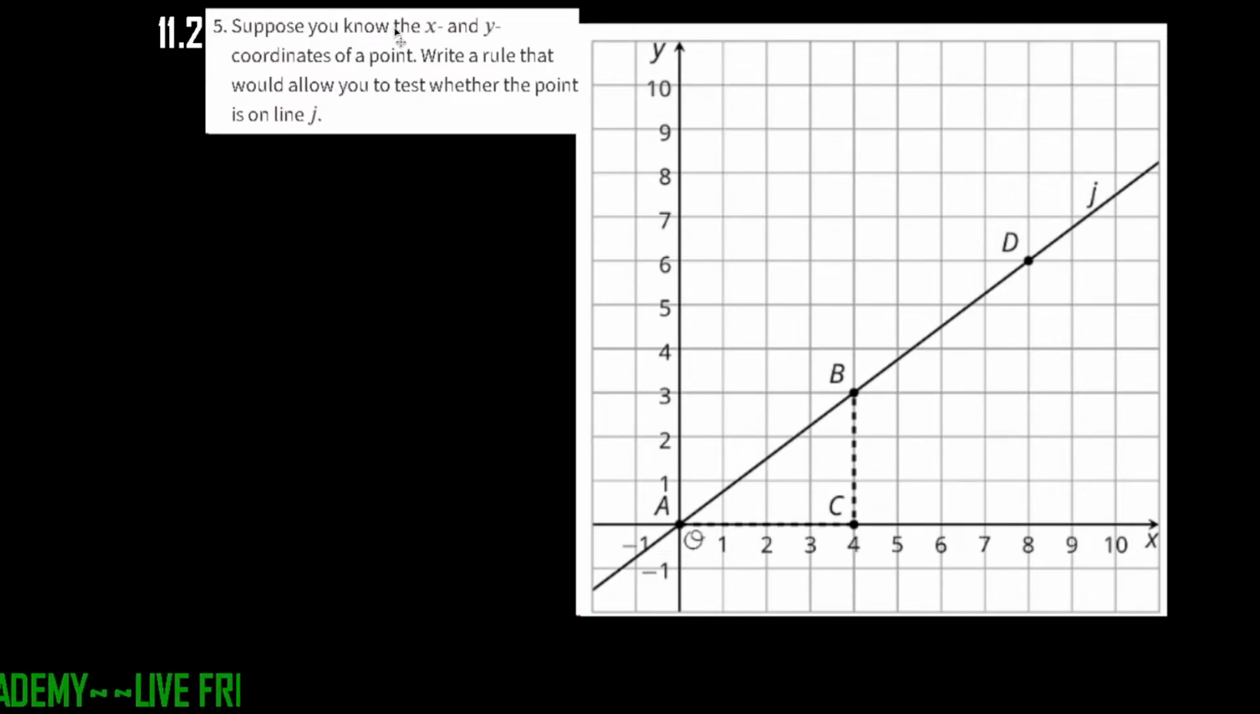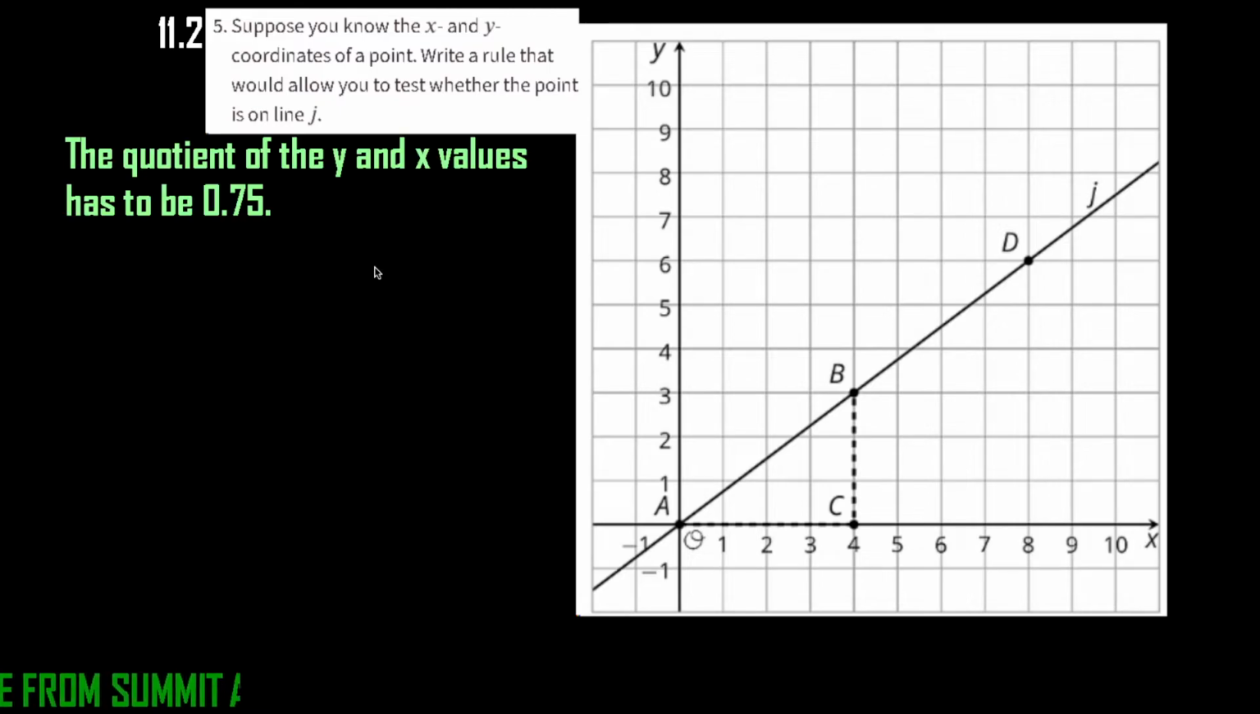For number 5, it says, suppose you know the x and y coordinates of a point, any point that we have on our graph. Try to write a rule that would allow you to test whether the point is on that line J. We did a couple examples, and now we're trying to come up with a rule or an equation that would work for any point. We could say the quotient of x and y values has to be 0.5. As long as we have that rule, we should be good. Again, be careful. Notice how point A is at the point 0, 0. Since we can't have an undefined value, we just say that point 0, 0 is included on that line.